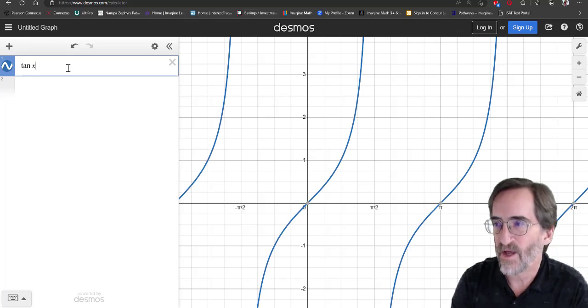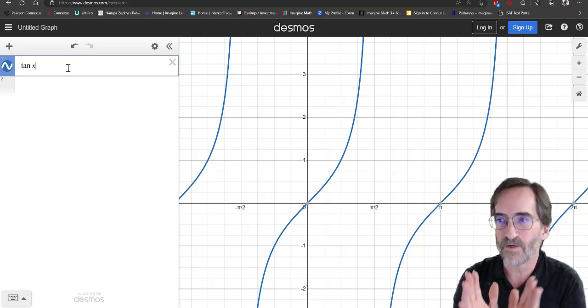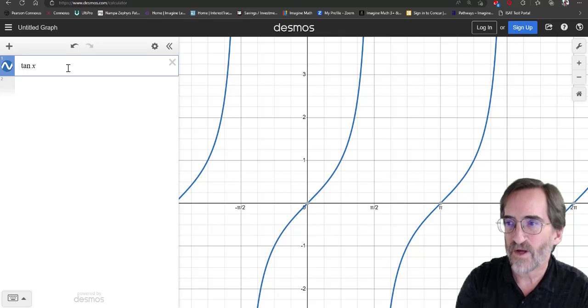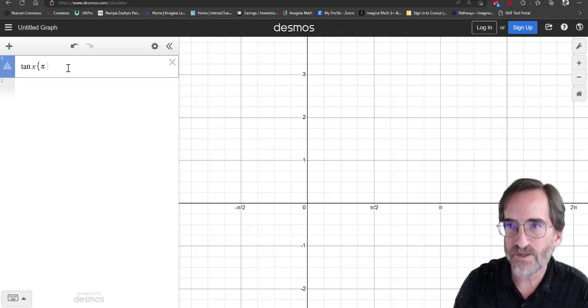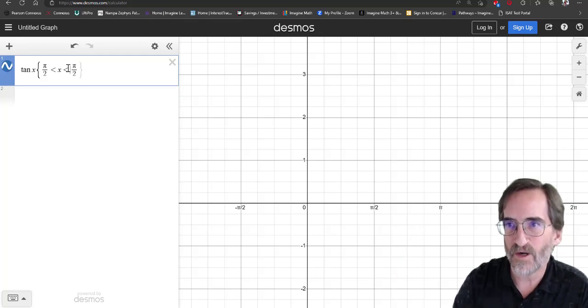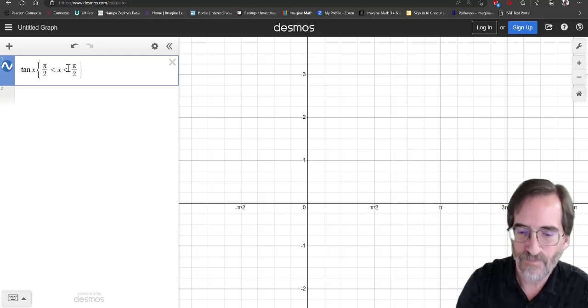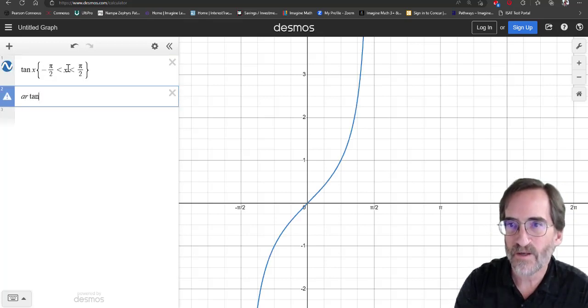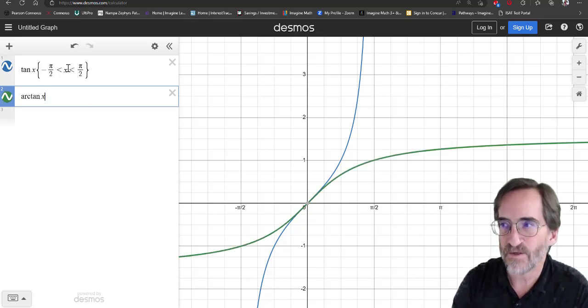Tangent of x. Now, if I'm going to pass the horizontal line test here, basically what I need to do is restrict myself to be between the values negative pi over 2 and pi over 2. So from negative pi over 2, exclusive, to pi over 2. Okay, there we go. And if I graph arctan, there it is. And there's our symmetry.